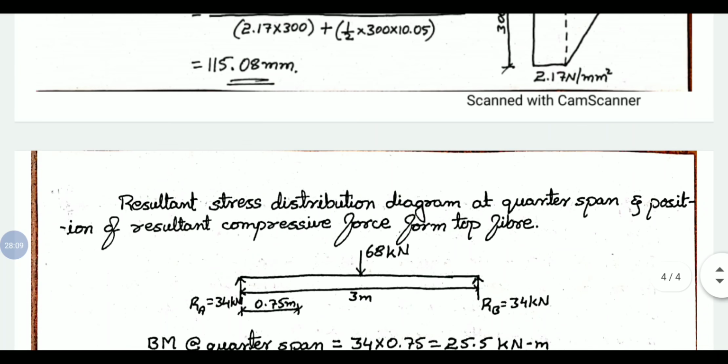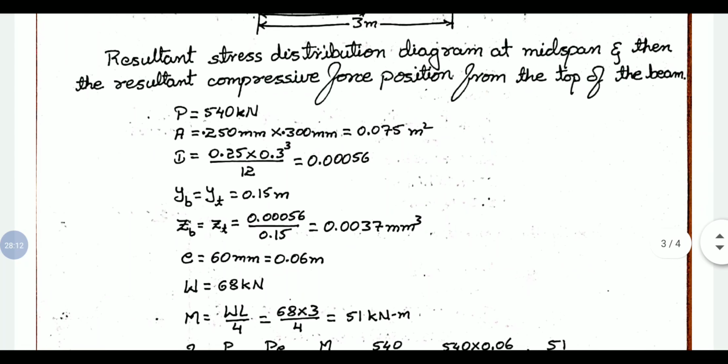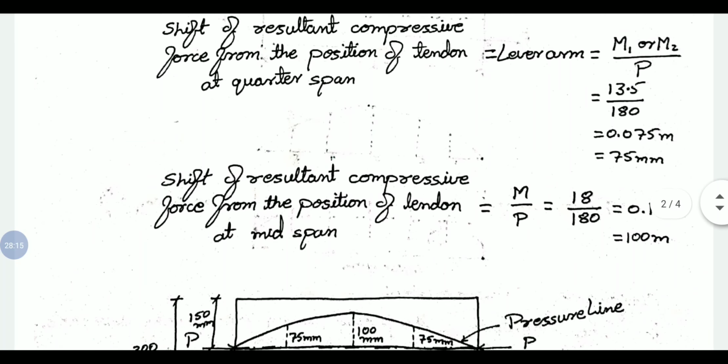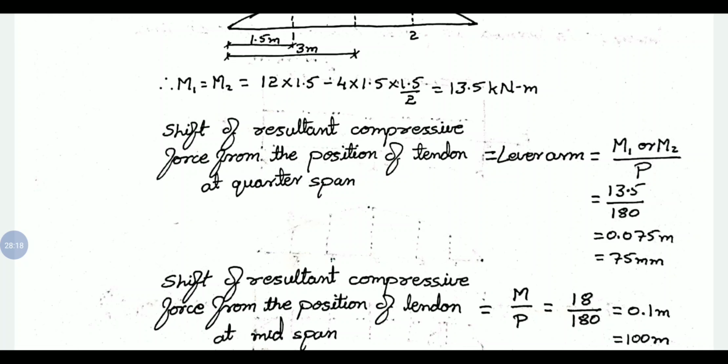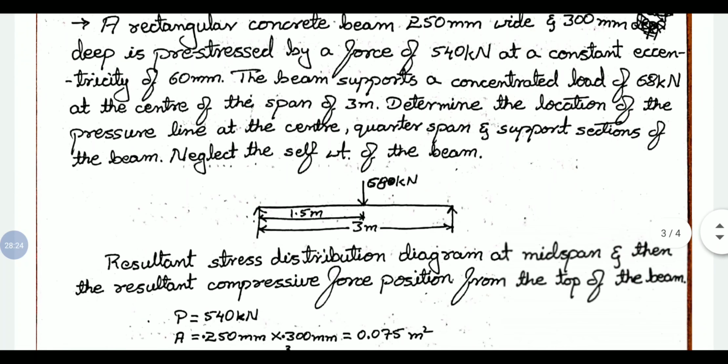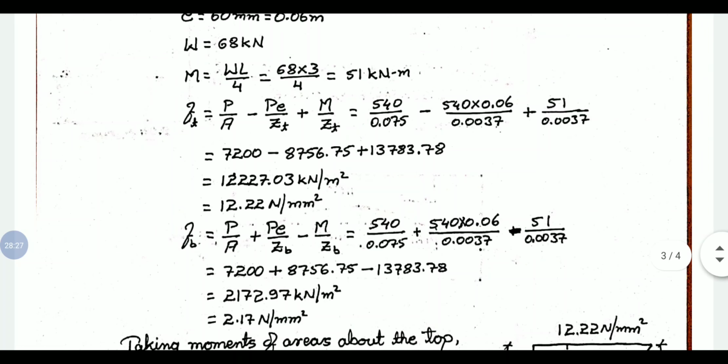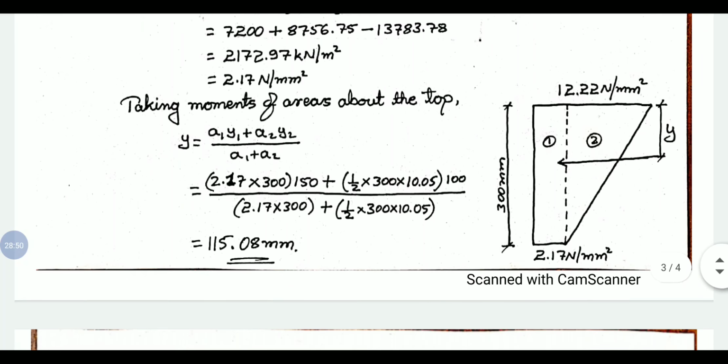So in these two methods, one is directly considering the moment as in the first problem, and calculation of lever arm by using the M by P formula, or the second method by calculating the fiber stresses. Based on the marks, if the problem is asked for about 4 to 5 marks, you can go with the first method only, as in the case of the first problem. If it is asked for more than 5 marks, better you solve it by calculating the fiber stresses. So this is about your first module.